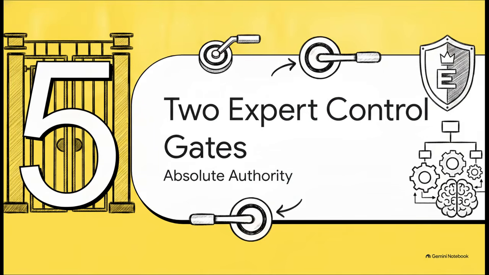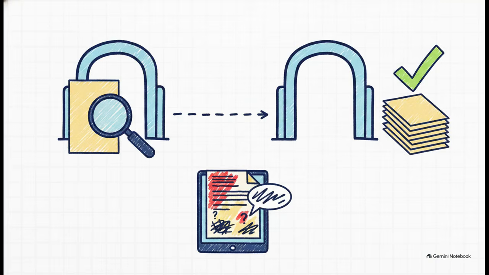Section 5. The 2 expert control gates. This is all about your absolute authority over the output. There are 2 non-negotiable control gates in this workflow, and you hold total veto power at both of them. Gate 1 happens right after the AI creates the technical digest. Literally, nothing is drafted into code until you review and approve that digest. Gate 2 happens after the drafting stage. The draft is not finalized until you accept it.